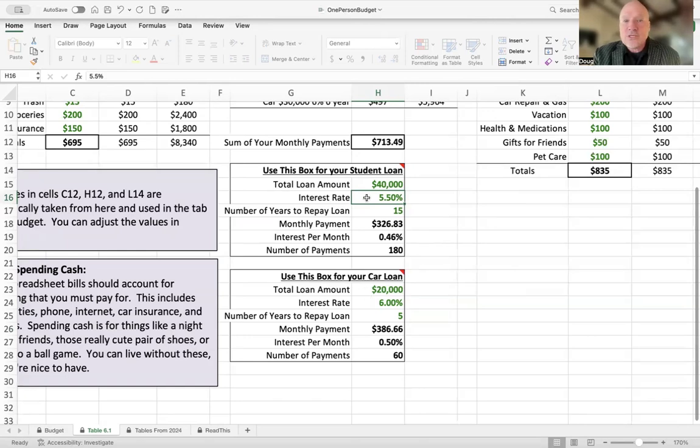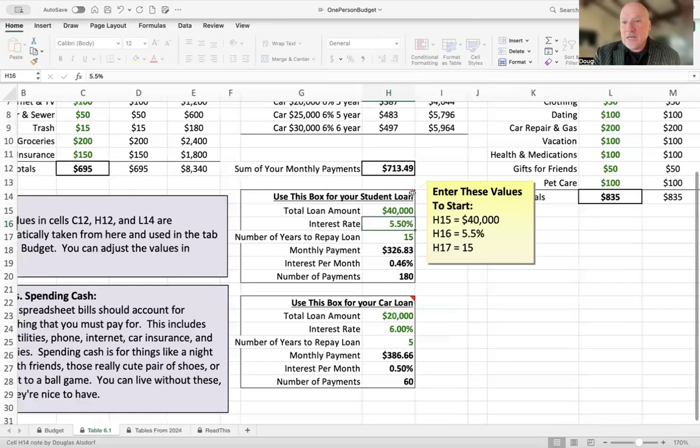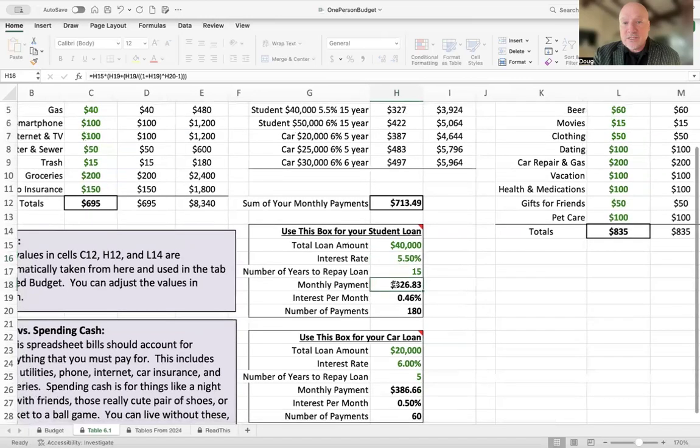You will need to adjust these interest rates and the amount of time to pay back the loan to suit your particular case. And here you see I just made a couple of suggestions for starting numbers to put in there. And then what the spreadsheet does is it automatically takes this monthly payment and adds it with this monthly payment to come up with that number right there.